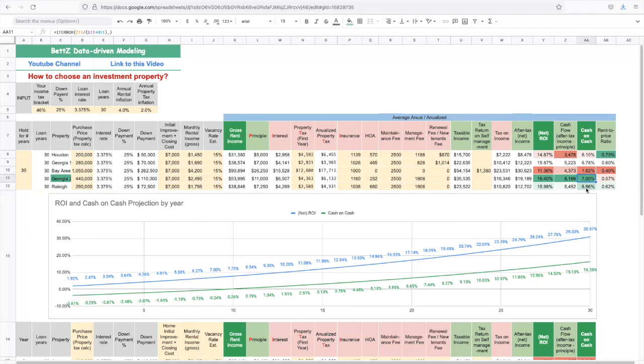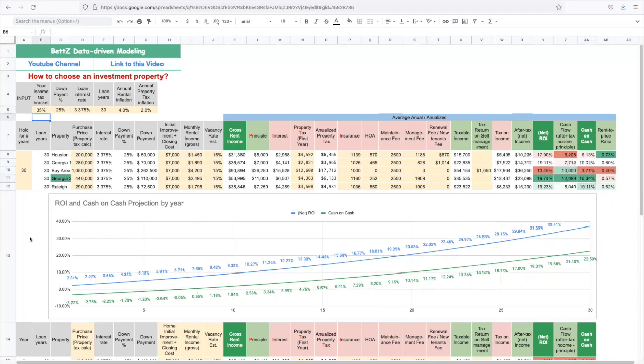By now, you might be curious, what does the ROI and cash-on-cash look like each year, given the calculation here is annualized? The chart below shows what it looks like with the current inputs. Now, let's play around. Let's change your income tax bracket to 35%. As you can see from the chart below, your ROI and cash-on-cash are much higher every year. But it doesn't change the conclusion of which property to choose.